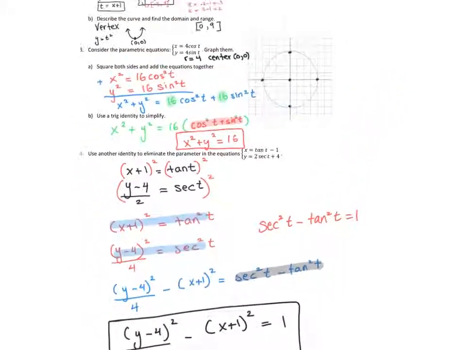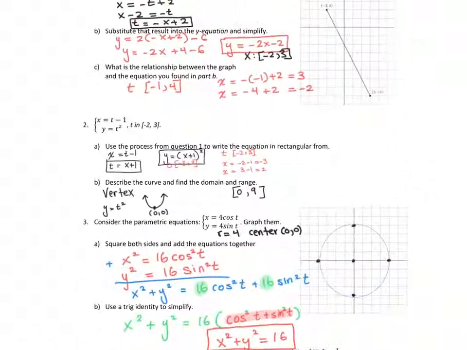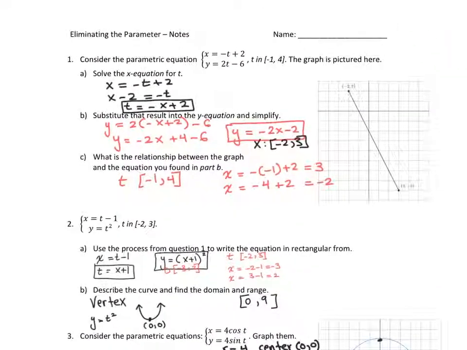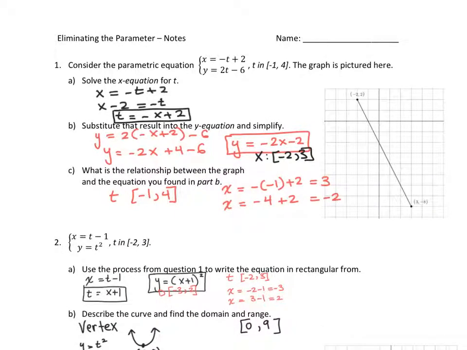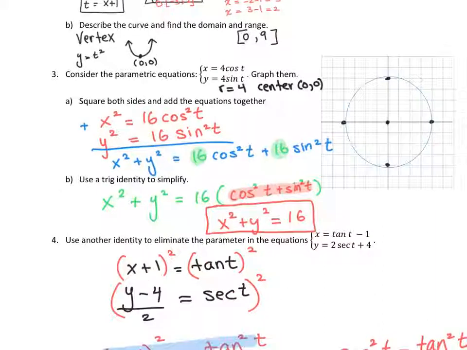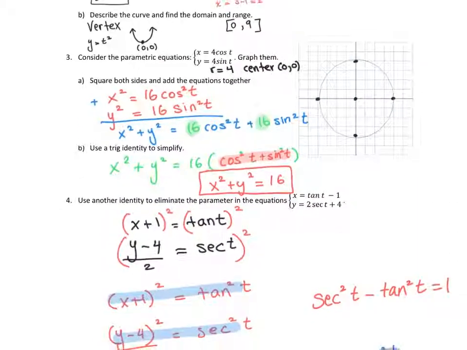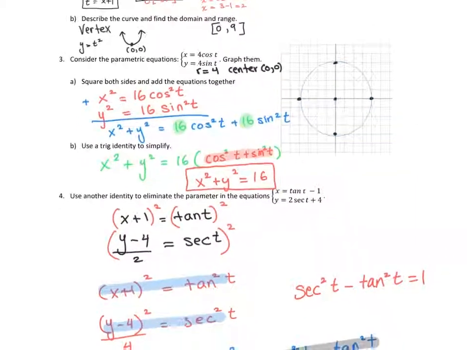So in this lesson, we eliminated the parameter and we changed from parametric to rectangular equations for non-trigonometric equations and for conic equations, which specifically were the circle and the hyperbola.